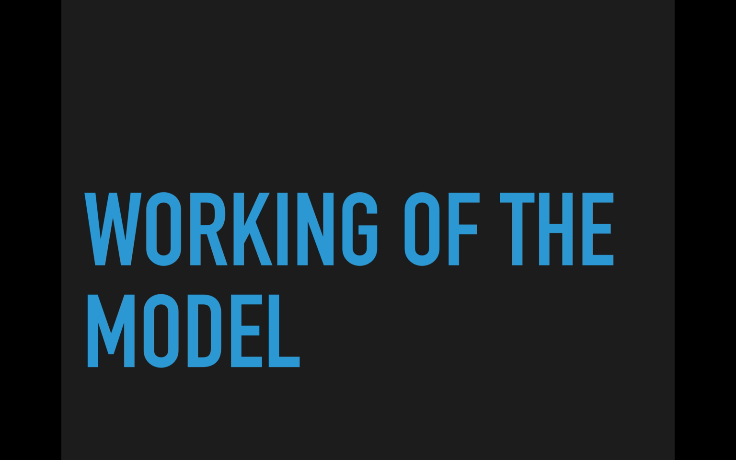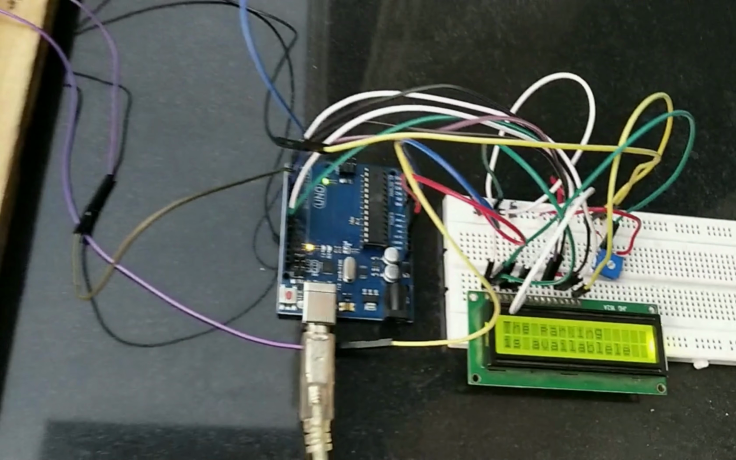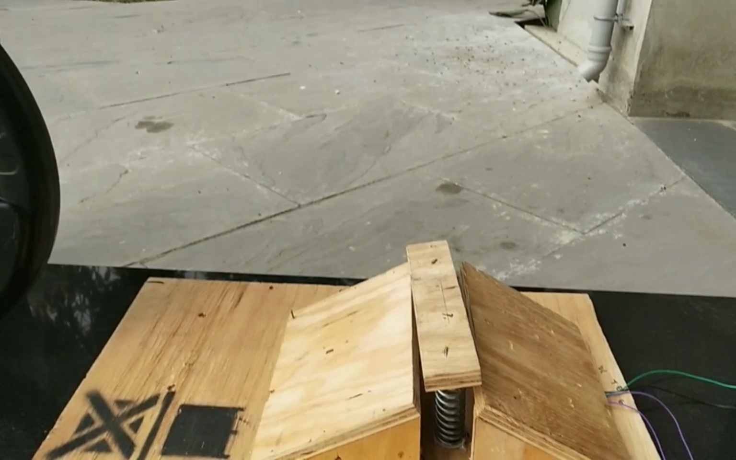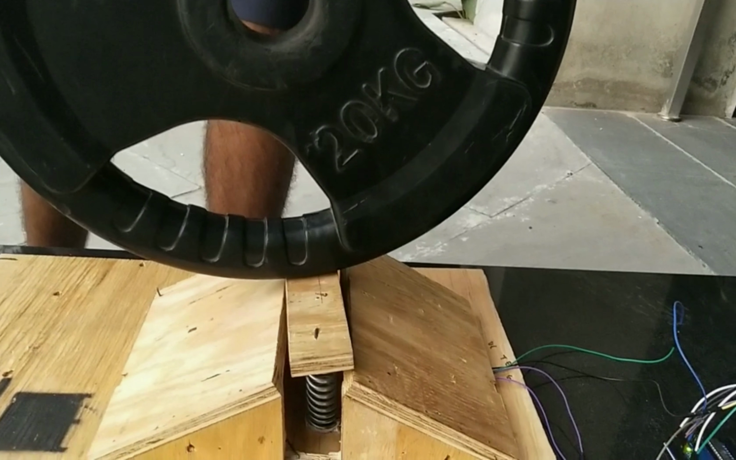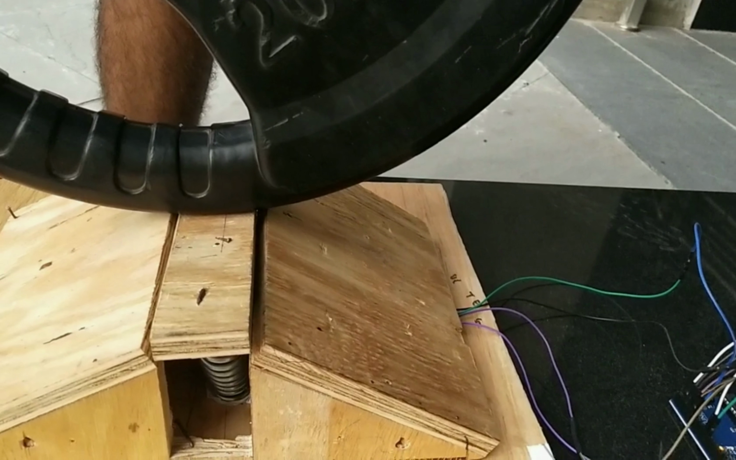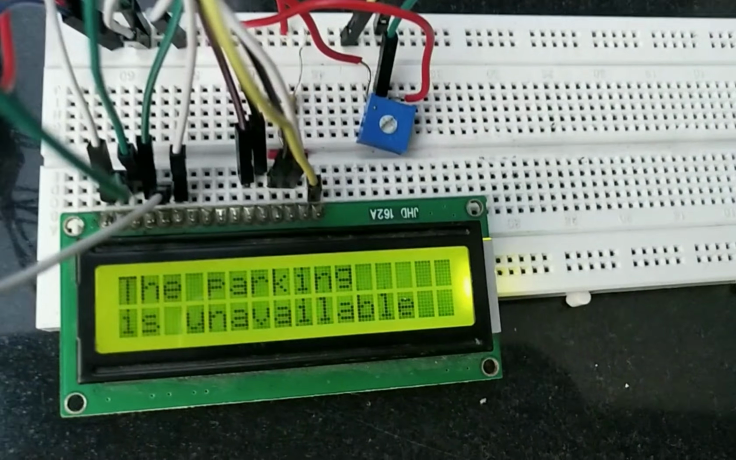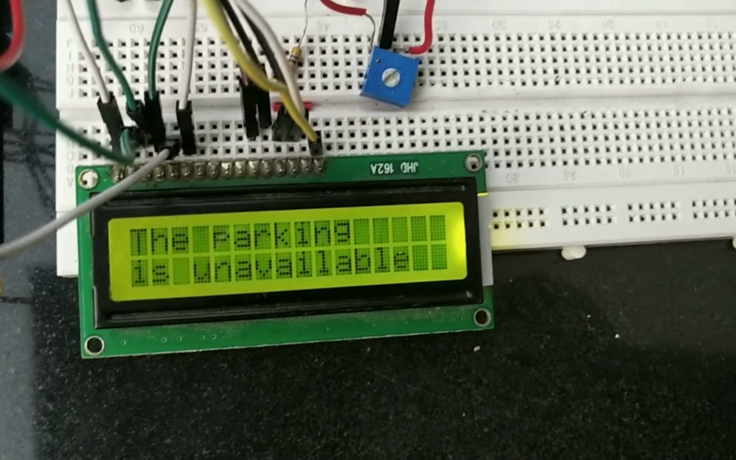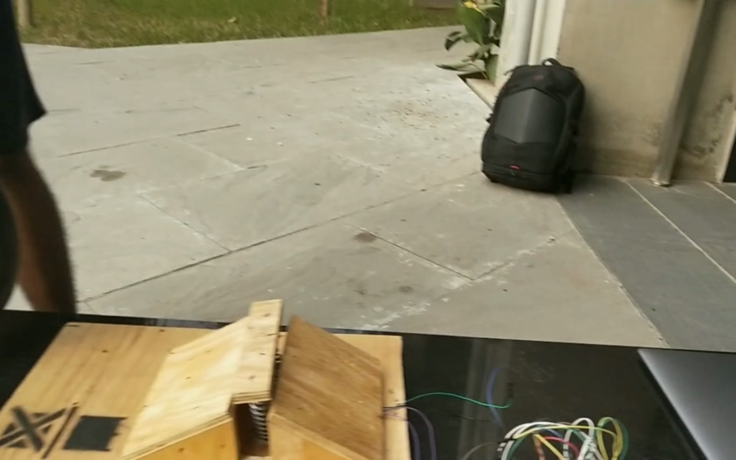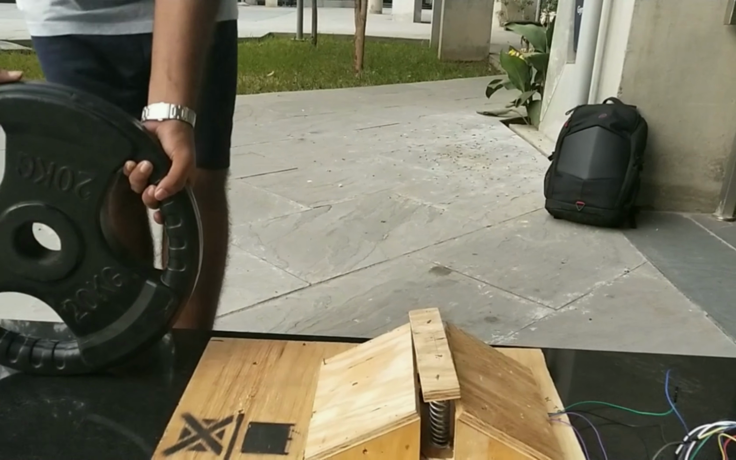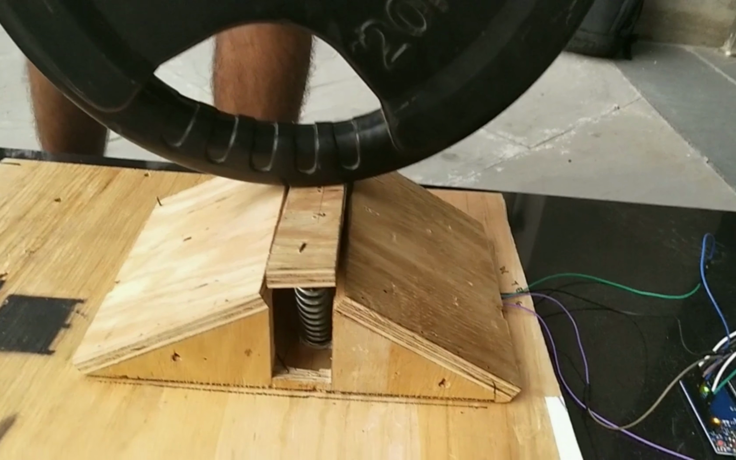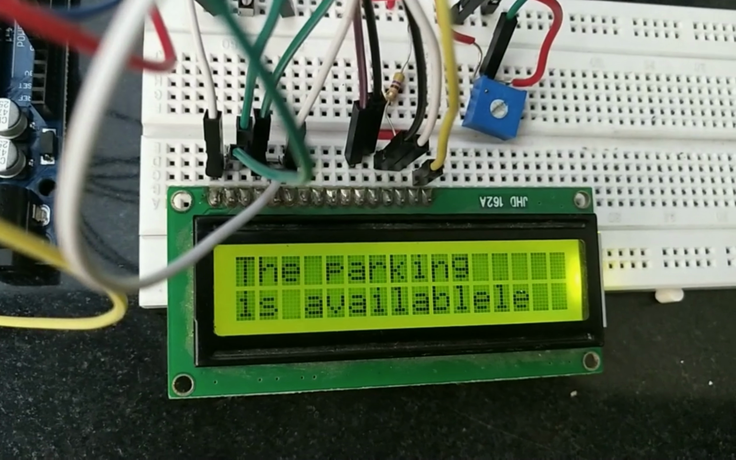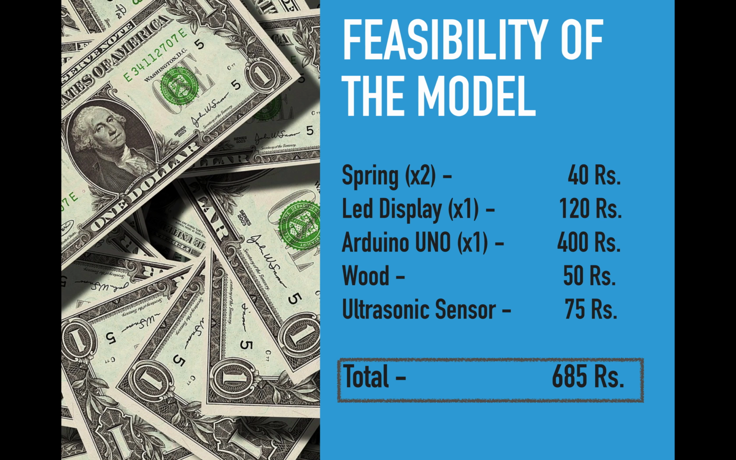Now let's see a real life demonstration of the model. As you can see, initially the parking is available. Now we bring in the car. Here we assume it to be an object of 20 kgs. The spring compresses, the ultrasonic sensor detects it, and hence the LCD display changes to parking is unavailable. As the car is successfully parked in the parking lot, the display shows that parking is unavailable. When the car goes off the parking lot, the spring decompresses and the ultrasonic sensor detects it, and the display shows the parking is available again.